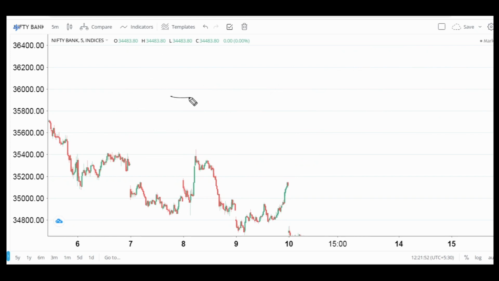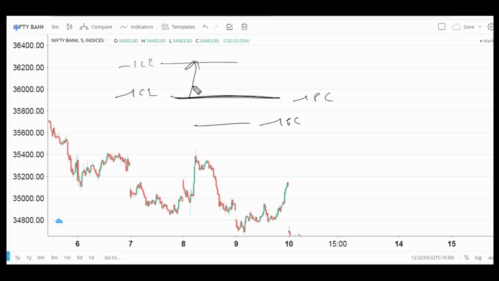Now what about a sideways market? Suppose these are our initial strikes, as you all know. Now the market went up here, so we are adding one more put, exiting this call, and adding one more call here. Now if the market comes down here, we'll exit this put and enter this call again. But we will not enter one more put, because we are already in one put here.